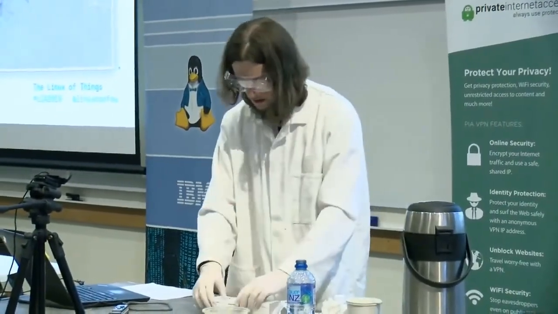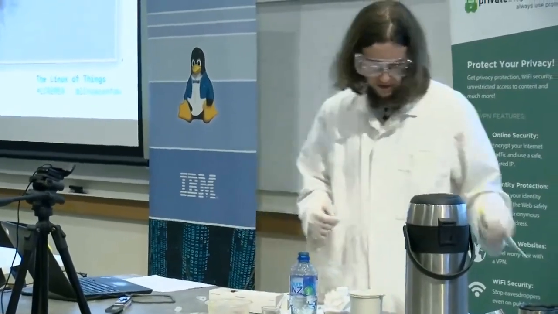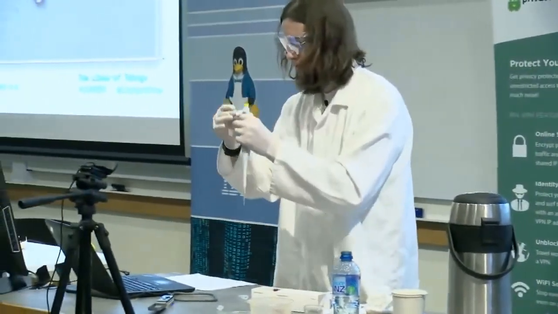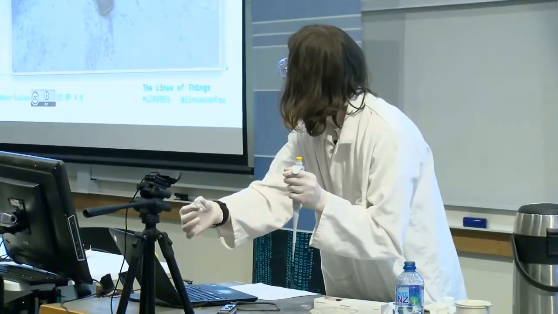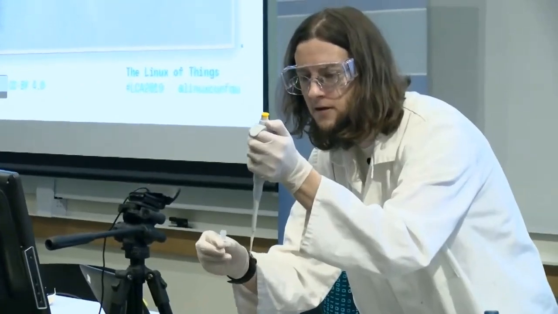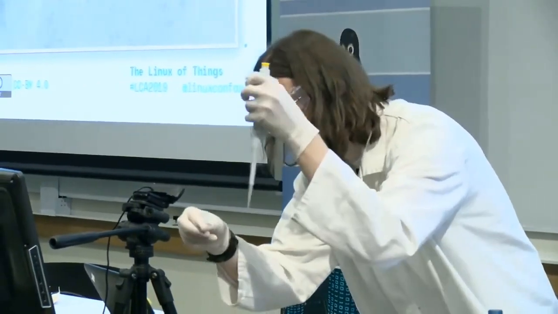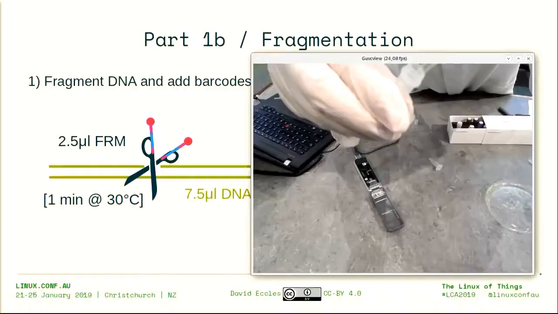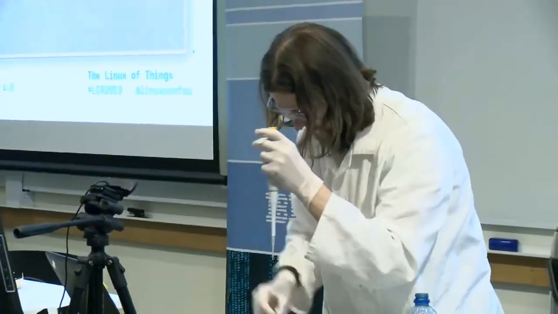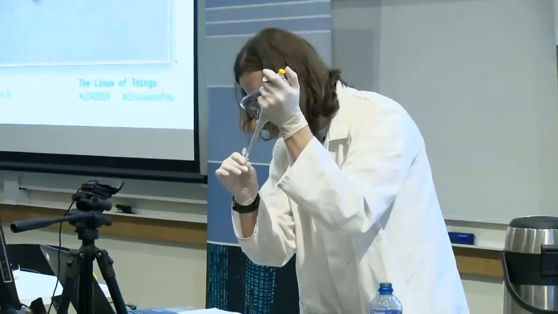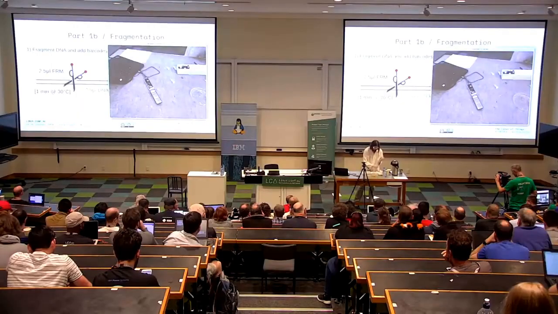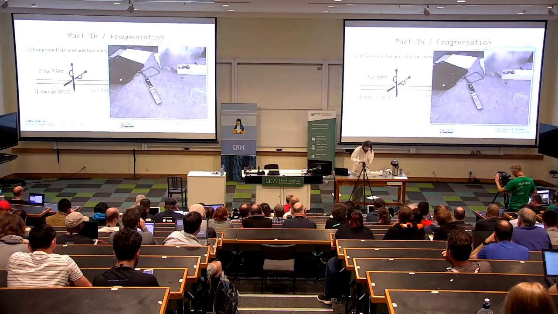Right. Next thing is a fragmentation mix, which is happily provided by the sequencing kit. Now this one has RB01 on it. Maybe I shouldn't care so much about focus. And I need 2.5 microliters of this. I'm not going to do the maths on that. Okay, there's something in there. Now that goes into my one tube, which I have labeled. I think I'm just going to leave that open. And I'm going to label this two tube now.